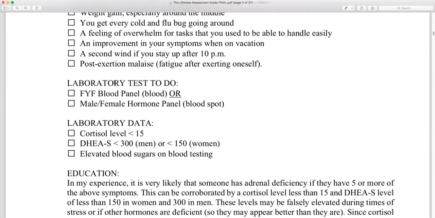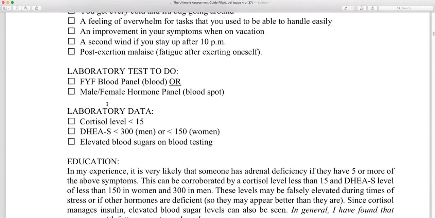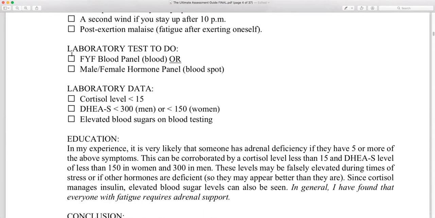So here's that next section. You mark off all of those symptoms. Here's that next section, laboratory tests to do. Either the Fix Your Fatigue blood panel that's on that page, or the male or female hormone panel, which is the blood spot. If you're male, do the male panel. If you're female, do the female one. And that's going to give you your adrenal data. You check off whichever one you've done once you've done it.